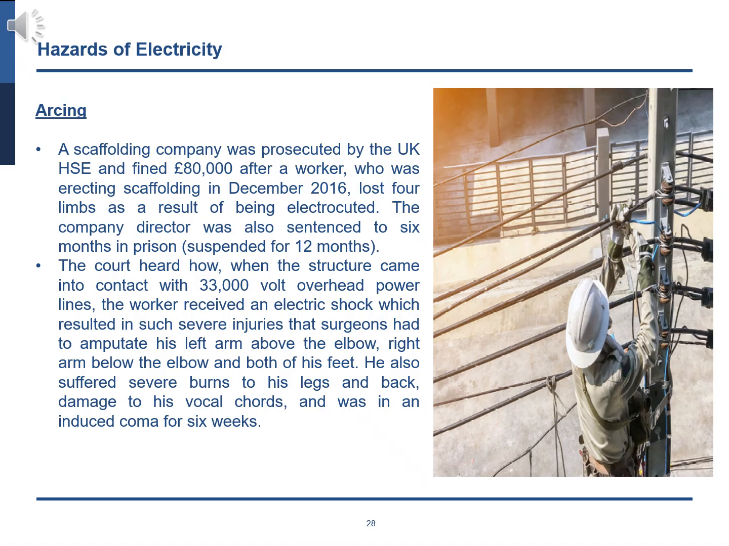The court heard how, when the structure came into contact with 33,000-volt overhead power lines, the worker received an electric shock which resulted in such severe injuries that surgeons had to amputate his left arm above the elbow, right arm below the elbow and both of his feet. He also suffered severe burns to his legs and back, damage to his vocal cords, and was in an induced coma for 6 weeks.